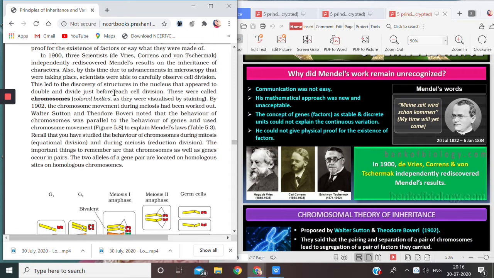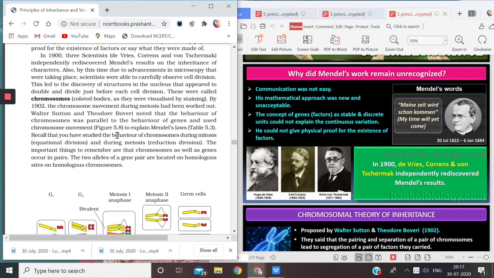By 1902, the chromosome movement during meiosis had been worked out. So after 2 years, in 1900, they could see chromosomes, then after 2 years, they said that chromosomes could move during meiosis. Then children underline this also: Walter Sutton and Theodore Boveri noted that the behavior of chromosomes was parallel to the behavior of genes. That means they were almost similar. Whatever behavior was observed in genes, chromosomes had the same behavior. So they were parallel to each other, and they used chromosome movement to explain Mendel's law.